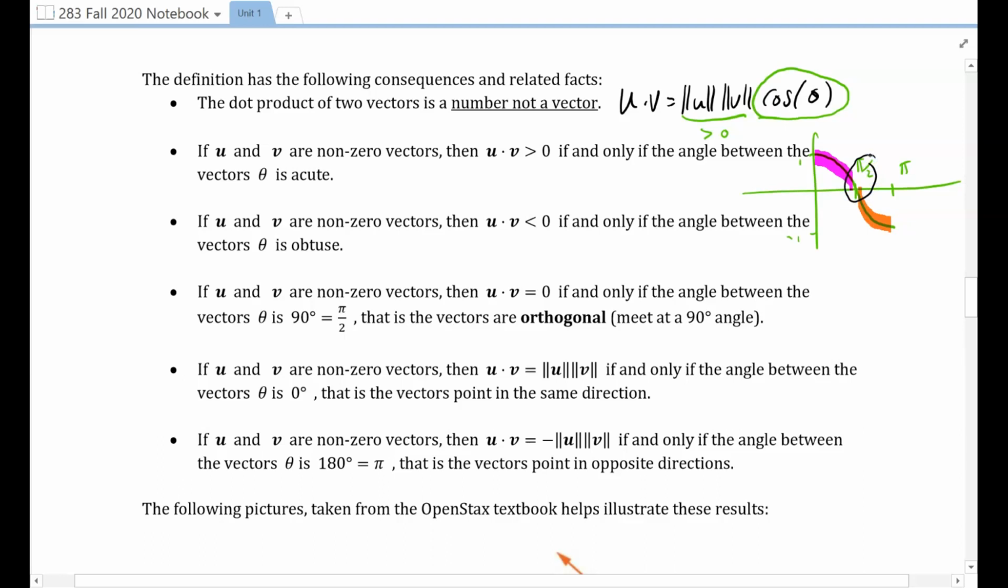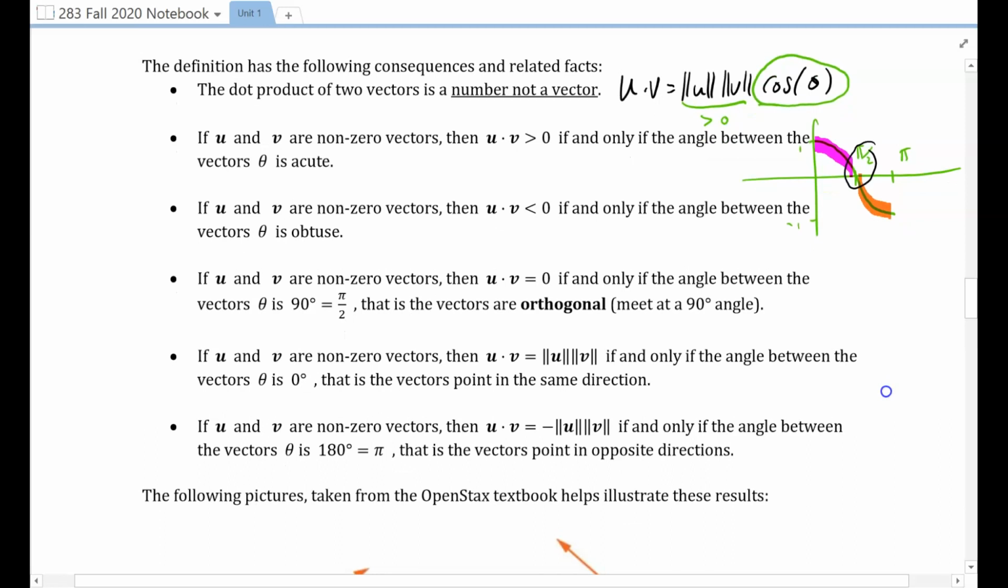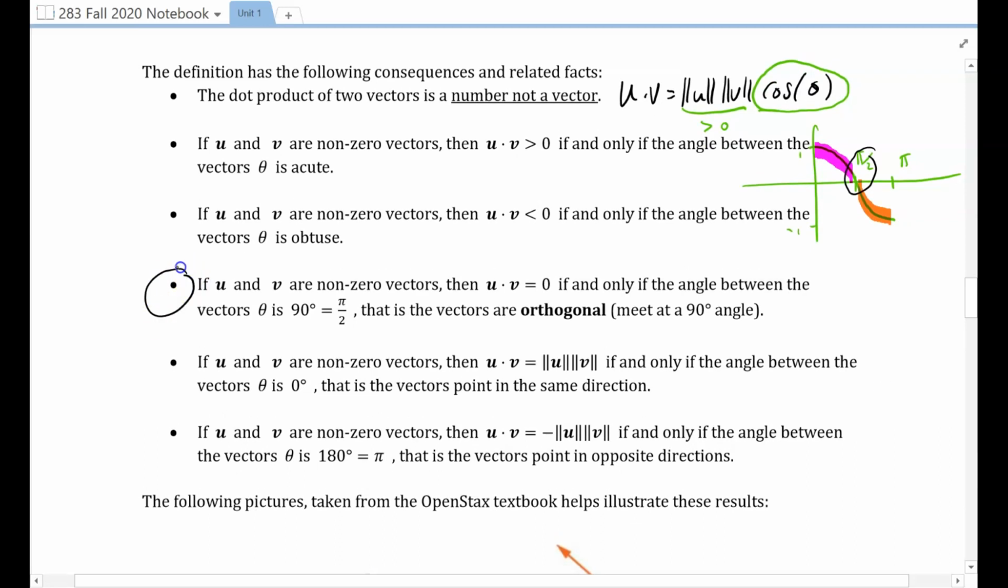The other possibilities are when you're going to get 1 or negative 1, and that will happen if the vectors are parallel and point in the same direction. That means the angle between them is 0, or if they point in opposite directions, which means the angle between them is pi. This is the main one to be concerned about: two vectors are orthogonal. Orthogonal means they meet at a 90-degree angle if and only if they have dot product 0.